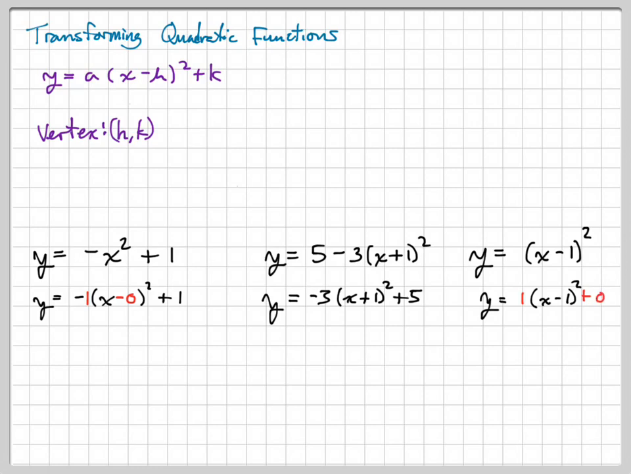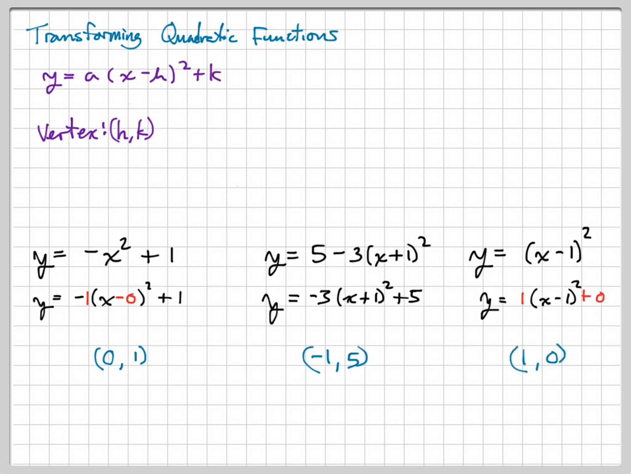All right, now our vertex is the h and the k. Whatever number is adding to or subtracting from the x, that's your h. Whatever number is on the outside of the parentheses, that's your k. So here my vertex is 0, 1. For the next one, my vertex is going to be -1, 5. Notice that the A has no effect on the vertex. And then for the last one, it would be 1, 0.